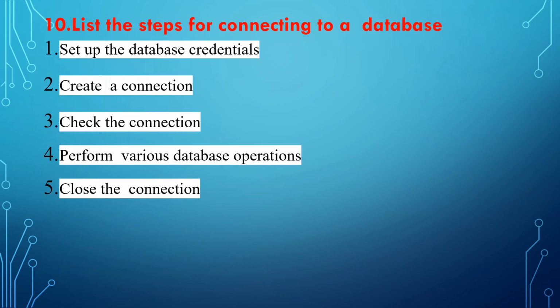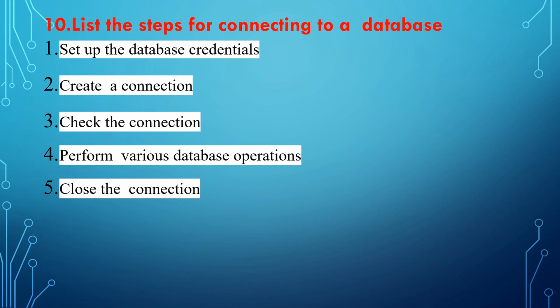The next question is: list various steps for connecting to a database. The first step is we have to set up database credentials. The second step is we have to create a connection, and then we have to check the connection. Then we perform various operations and finally close the connection. Setting up database credentials means we need to pass the user name, server name, database name, and password.